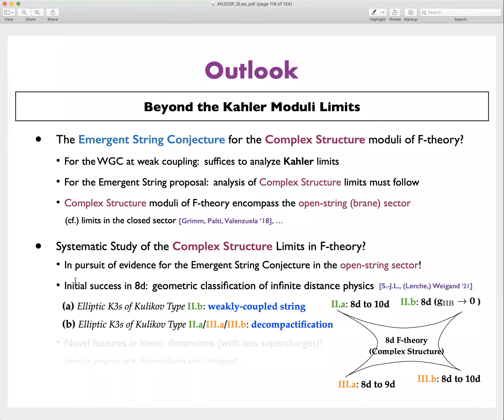Initial success was made in 8-dimensional F-theory, for which we successfully classified the infinite distance physics and confirmed that only these two phases may arise, as predicted by the emergent string proposal. However, 8D F-theory is highly constrained by a lot of supersymmetry. It's got 16 real supercharges. So the evidence here may not be considered too strong.